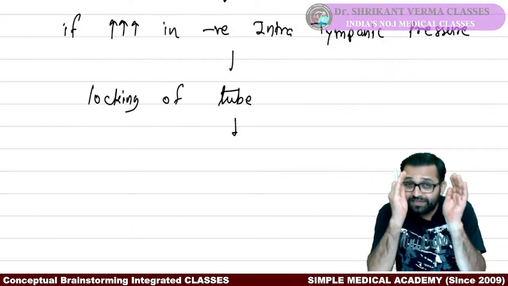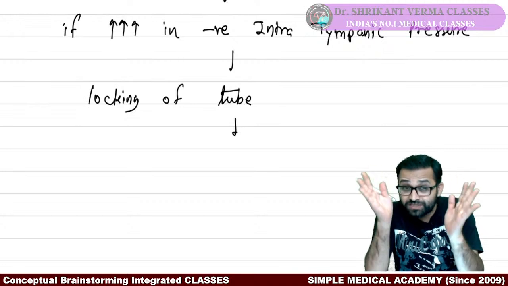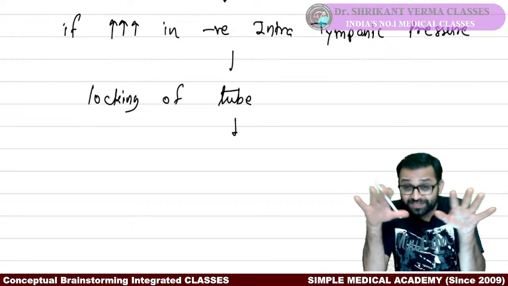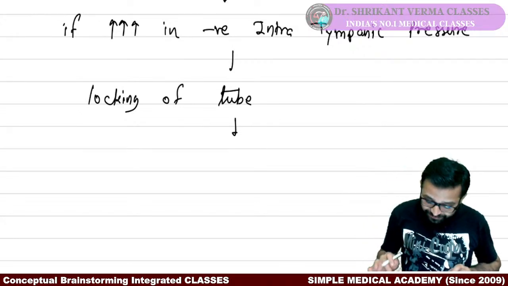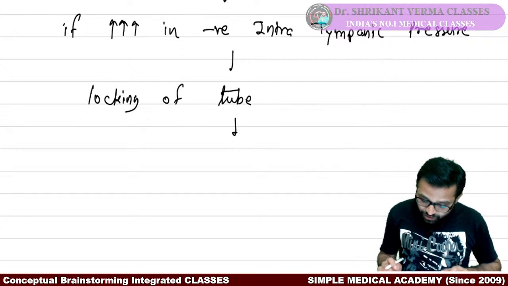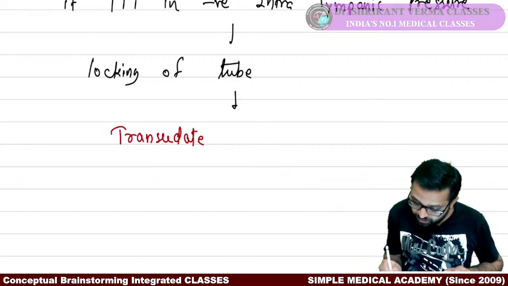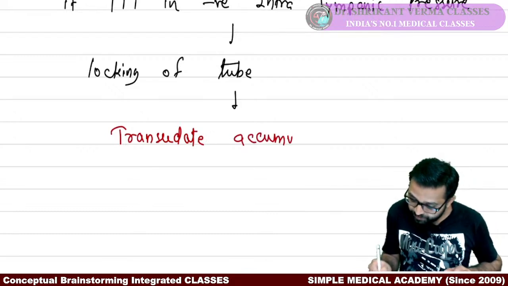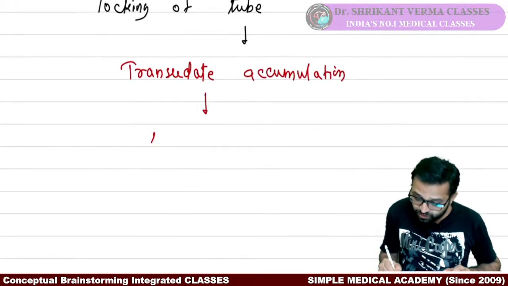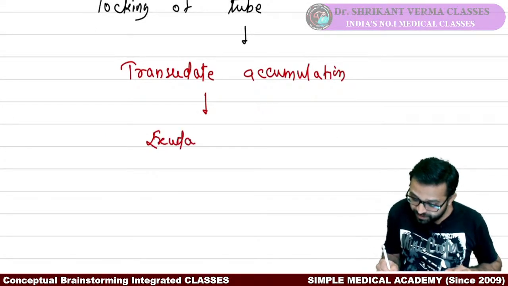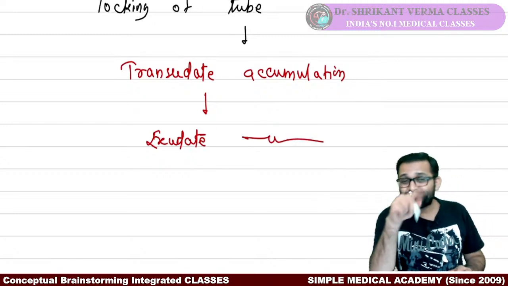You know, the inner lining of our tympanic cavity has a secretory part. So secretion is coming, but there is no ventilation, there is no gas, so there will be accumulation of fluid. You will see the presence of transudate accumulation, and later this transudate will convert into exudate accumulation.